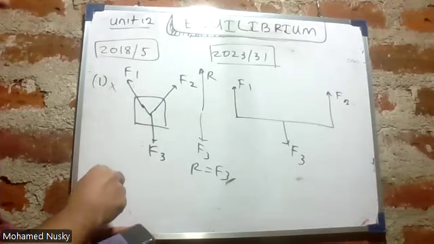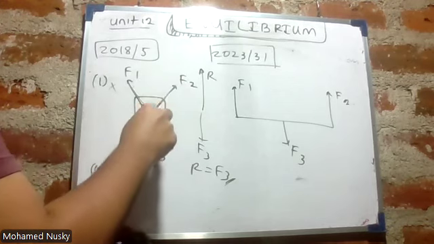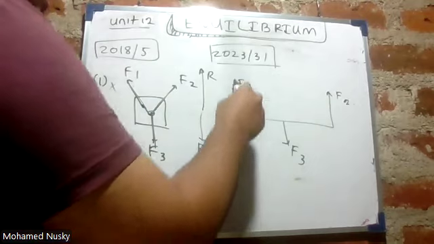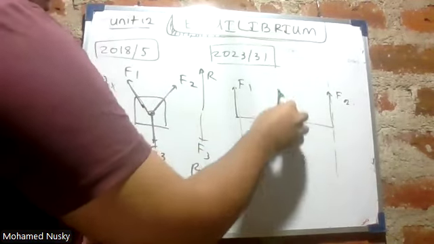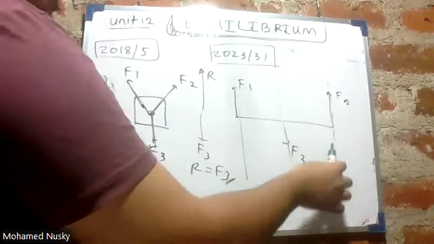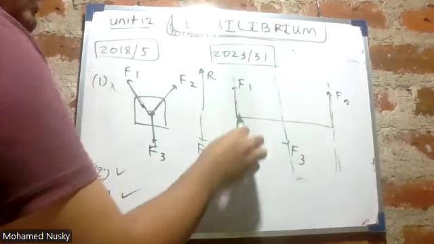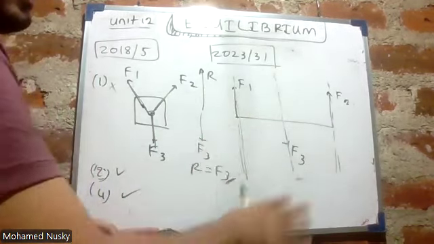The second should be the answer. For the fourth one, for this condition, it's correct. F1, F2, F3 should meet at the same point. But here, it's not the condition. F1 is this line of action, axis of rotation. This line of action of force, this line of action of force, this line of action of force will not meet at the same point.